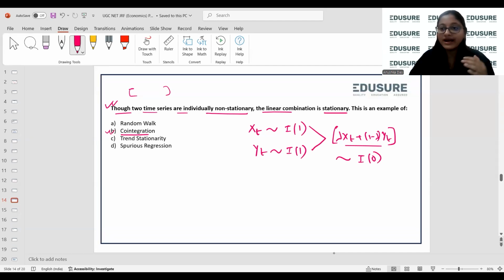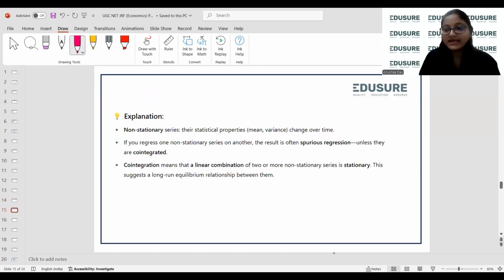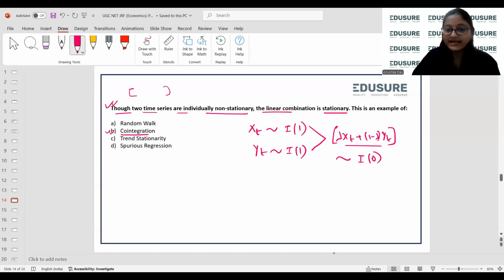This gives you the long run equilibrium. In the long run, the linear combination becomes stationary. That is why it is the long run equilibrium. Stationary means not varying with time, so an equilibrium situation. Non-stationary series means their statistical properties change over time. So Xt and Yt are initially non-stationary, so they depend on time, but the linear combination does not depend on time.